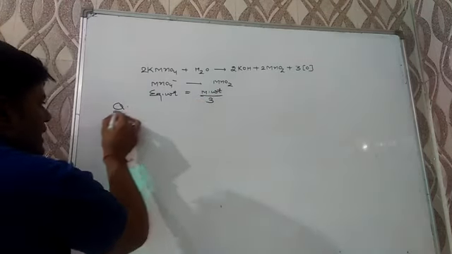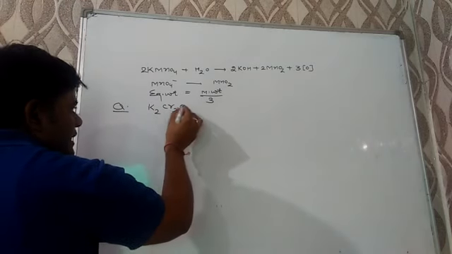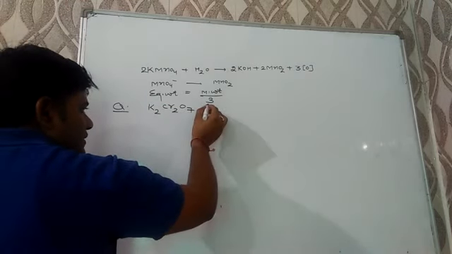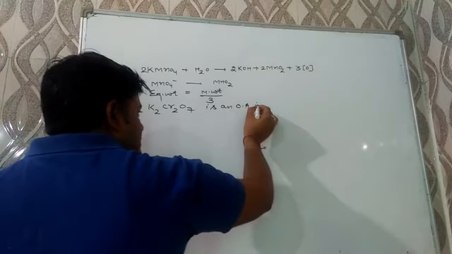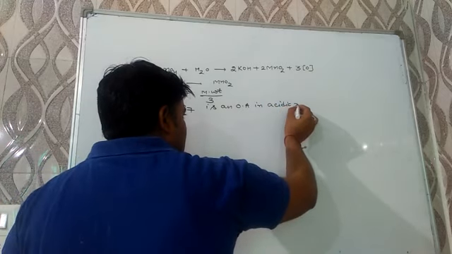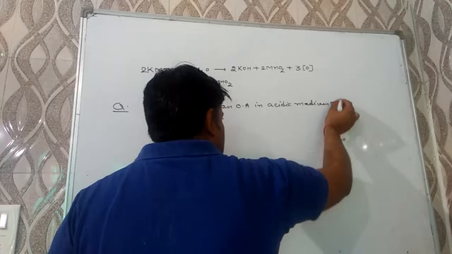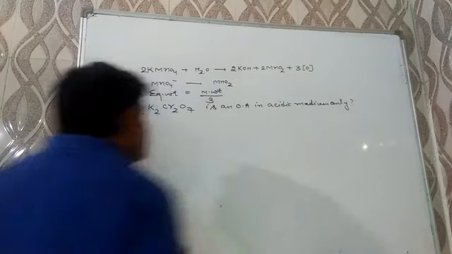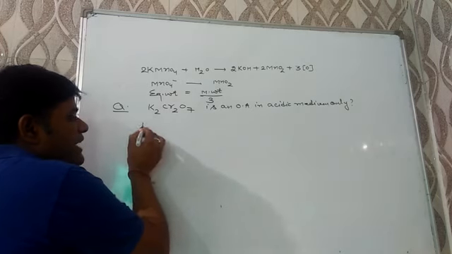The next question may be whether K2Cr2O7 can be an oxidizing agent. Then our answer will be K2Cr2O7 is an oxidizing agent in acidic medium only, and it will produce 3 nascent oxygen.